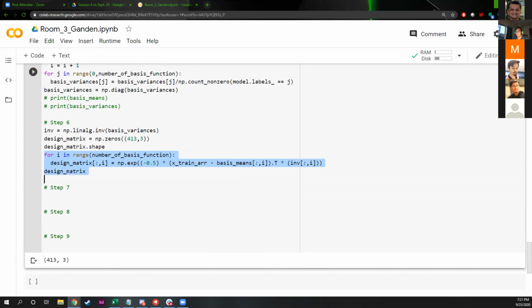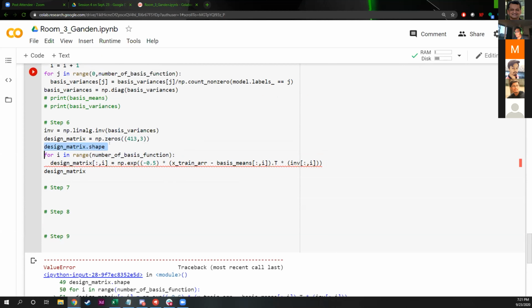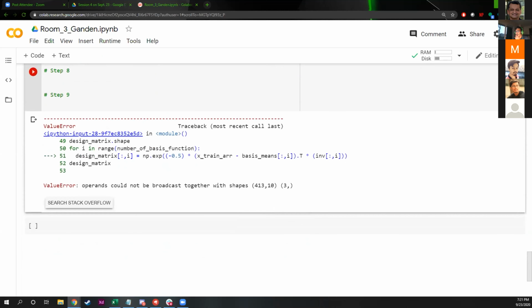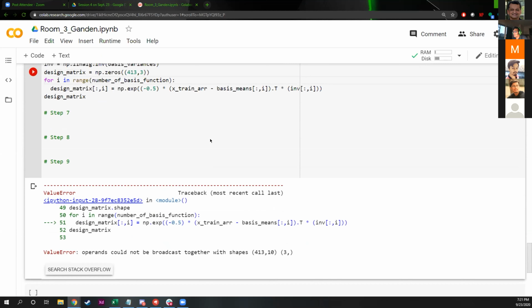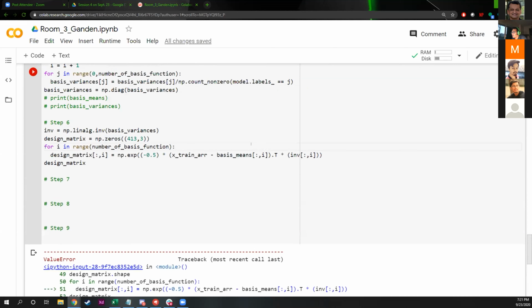The error is that operands could not be broadcast together with shapes. Okay, so it's a different error. That's fine. Earlier it said it could not understand the data type. So this one is probably related to this 413 comma 10, and this one is 3 comma 10. No, it's just 3. Why is it giving us just 3? I don't get why it's 3.